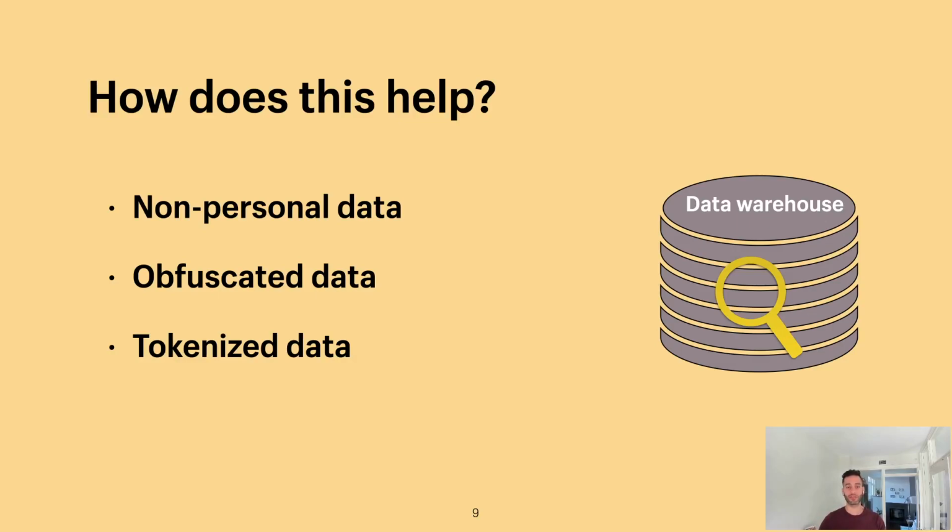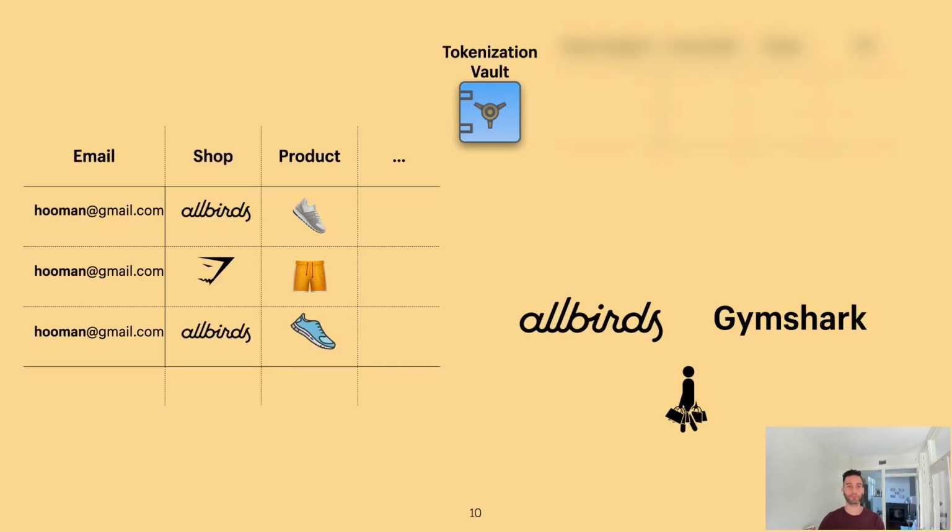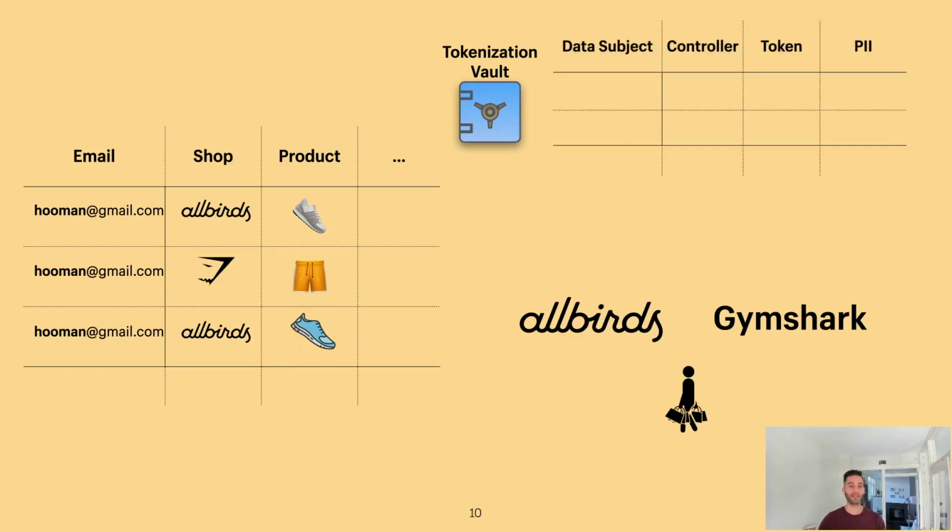So to understand how this works, let's dive into tokenization first and see how deletion works there too. To understand tokenization, I'm going to walk you through a scenario where we have a buyer named Human, and he has two favorite merchants, Allbirds and Gymshark. So Human buys 2 pairs of shoes from Allbirds and a pair of shorts from Gymshark. And his information could look something like the left table before tokenization.